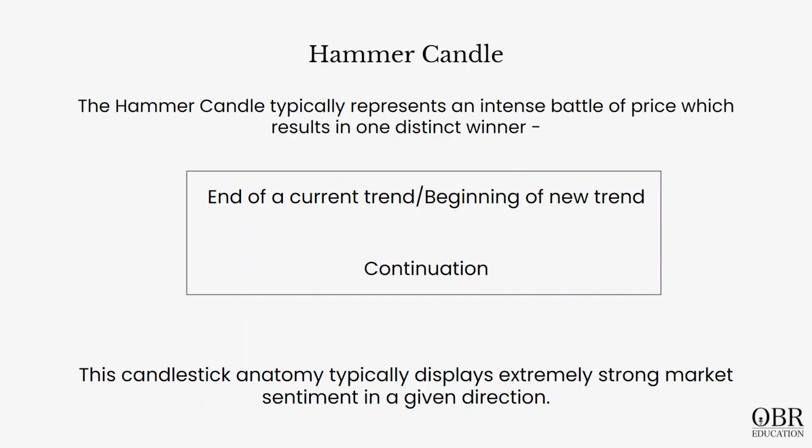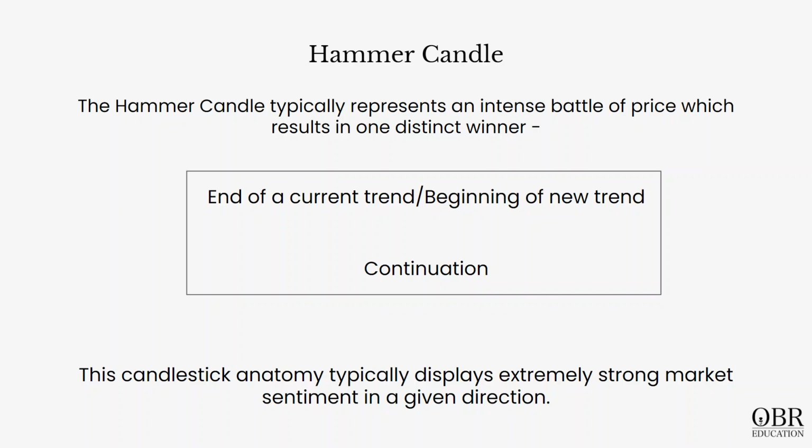So we're now going to go into the hammer candle. This is actually something that I've been noticing a lot more recently than I did prior, just because I've been finding that it is a very, very strong confluence, which we will see in our examples. The hammer candle typically represents an intense battle of price, which results in one distinct winner. And I want to highlight the word intense. So we're looking at hammer candles for the end of the current trend or the beginning of a new trend, and also continuation. We have examples for both.